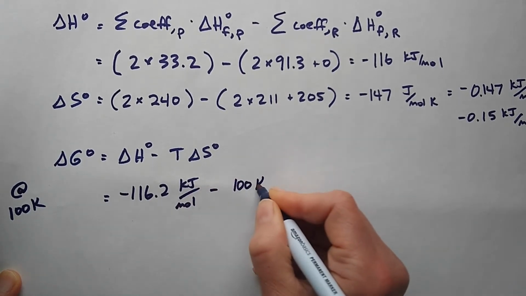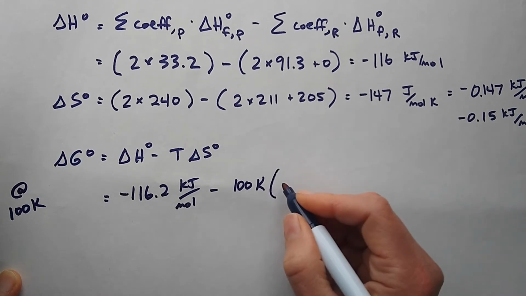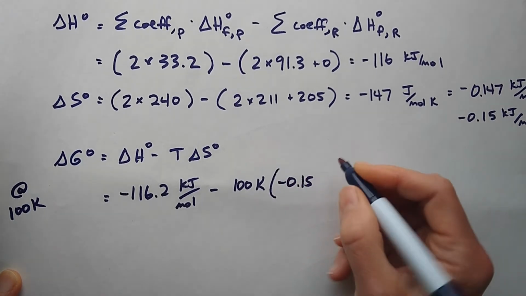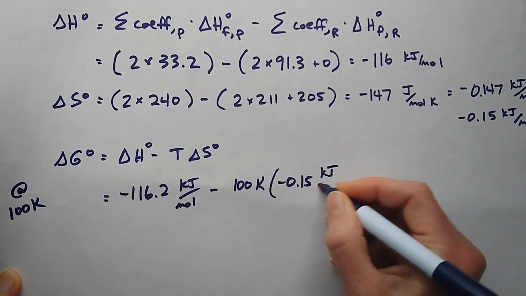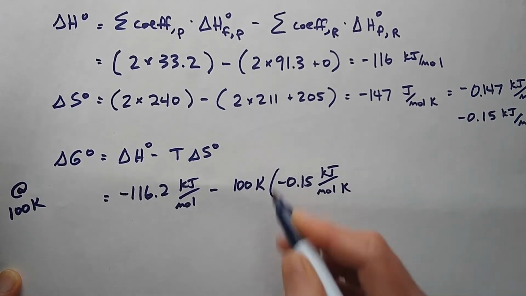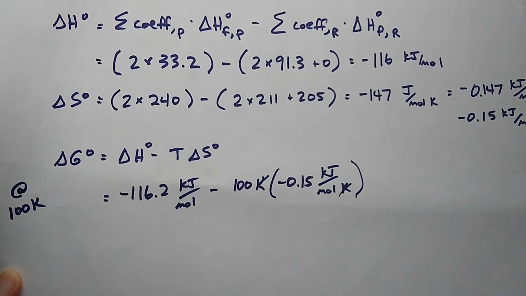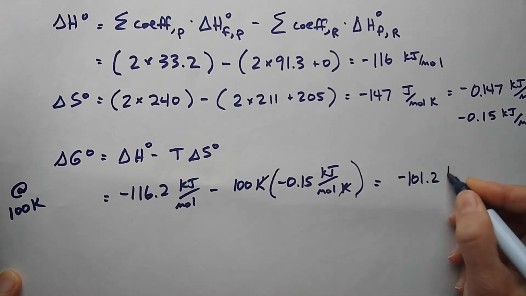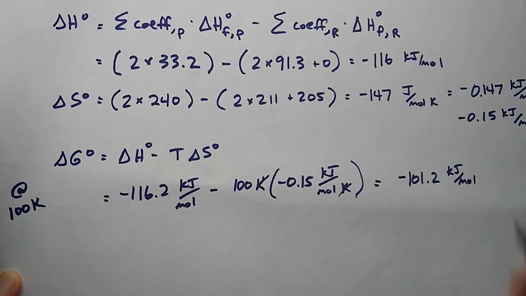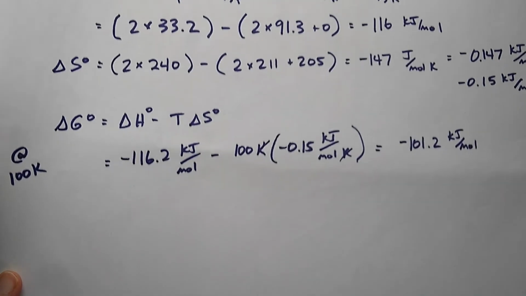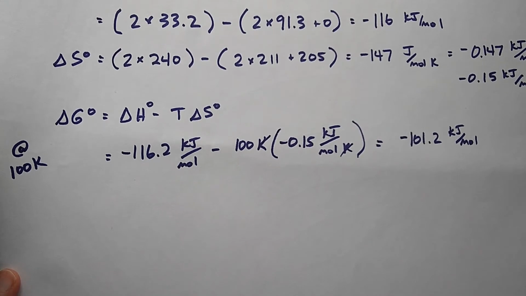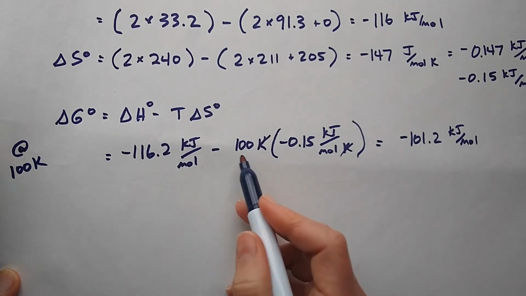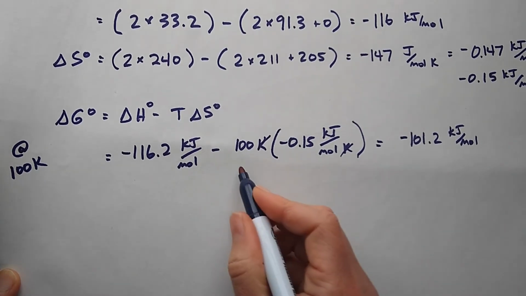minus 100 Kelvin times negative 0.15 kilojoules per mole Kelvin. Those kelvins are going to cancel out. And so that's going to give me a value of minus 101.2 kilojoules per mole. I won't rewrite it for all the other ones, but in your calculator, you can even just re-enter the same equation, just substituting the different temperature.